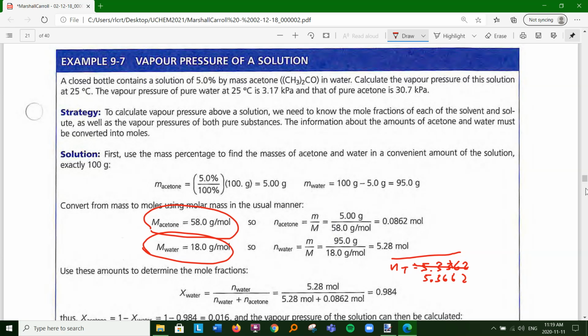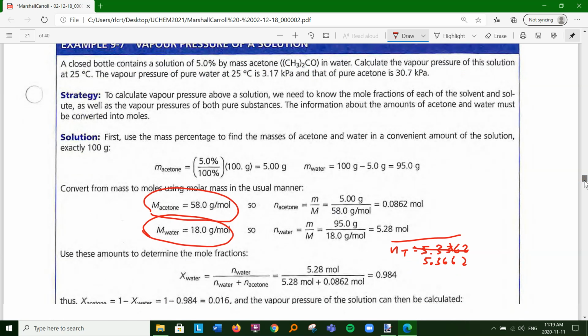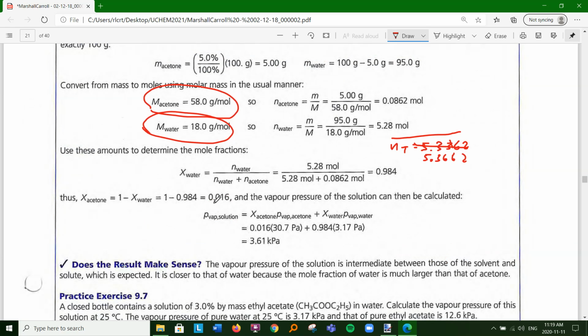And the mole fraction of acetone is going to be 1 minus that, because the total has to equal 1. So the mole fraction of acetone, 1 minus 0.984, is 0.016. Or I could just take the acetone moles, 0.0862, divided by the total. If you want to double check your work, it's always a good idea if you have the time. You get 0.016.